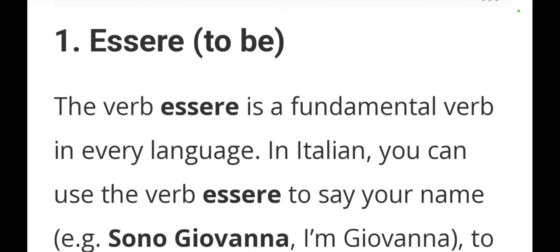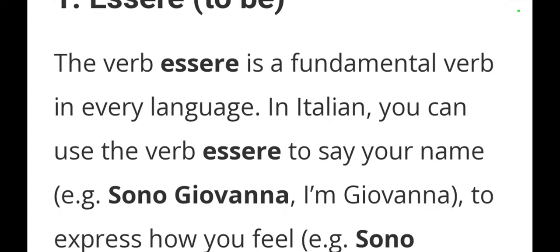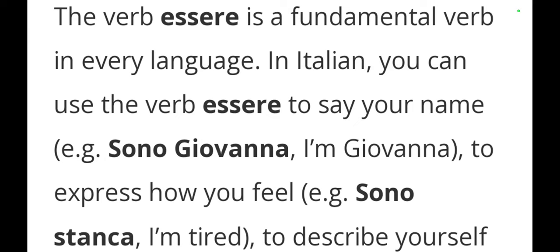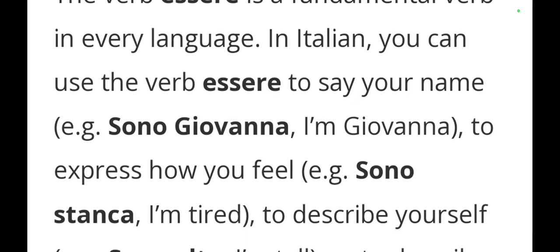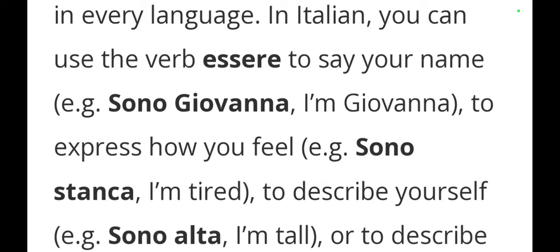In verbi italiani, essere, to be. The verb essere is a fundamental verb in every language. In Italian, you can use the verb essere to say your name. For example, sono Giovanna. I am Giovanna. To express how you feel, for example, sono stanco, sono stanca, I am tired.